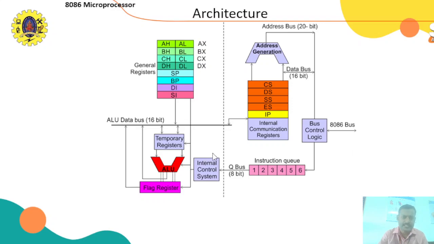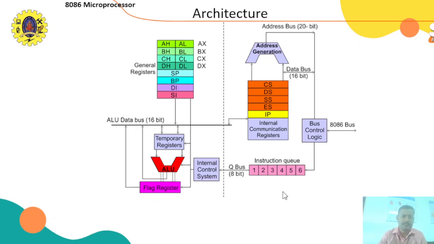Look at this, it consists of two blocks. On the left side is the execution unit, and on the right side you have the BIU, that is the bus interface unit. Look at this, these are the general purpose registers, and this is the ALU, and then we have the temporary registers and internal control systems, and we have the address generation logic, segment registers, and then the instruction queue. We can see them in detail.